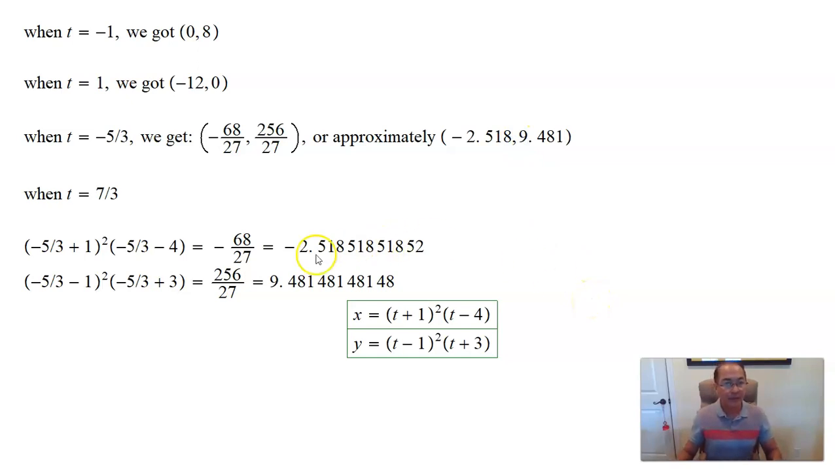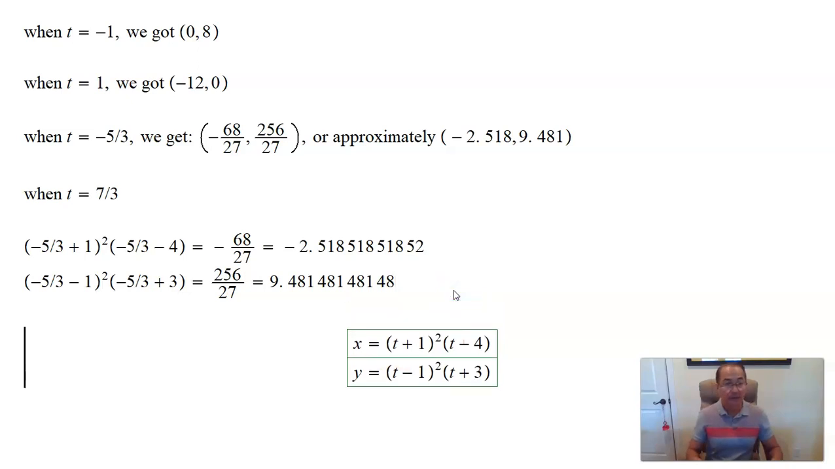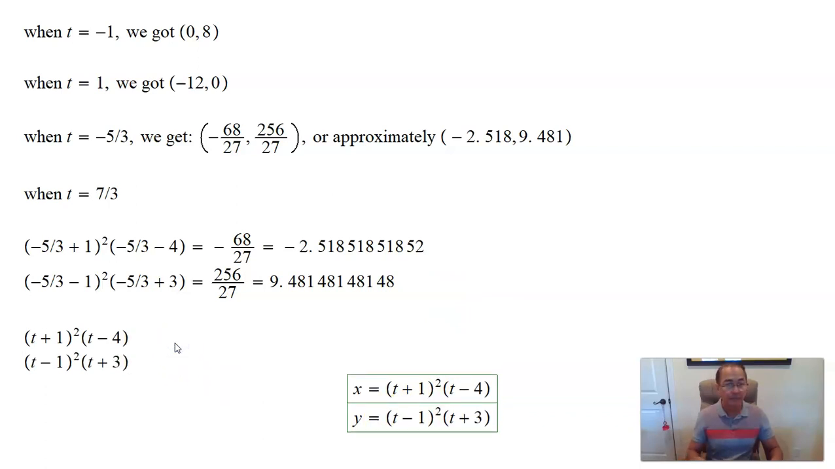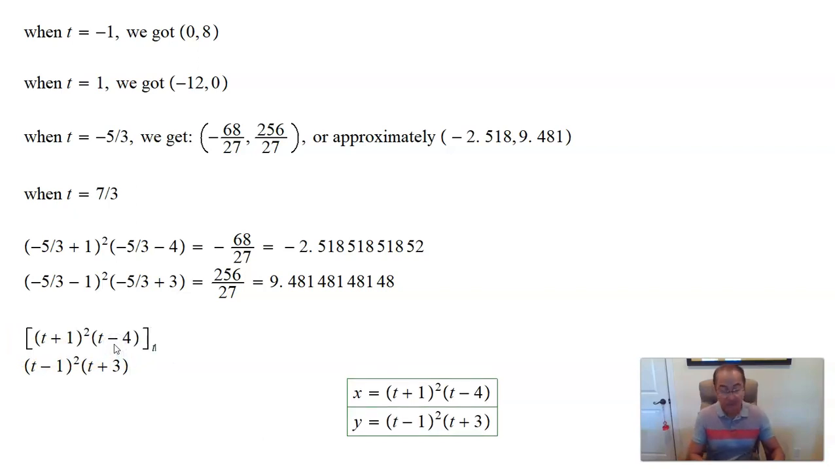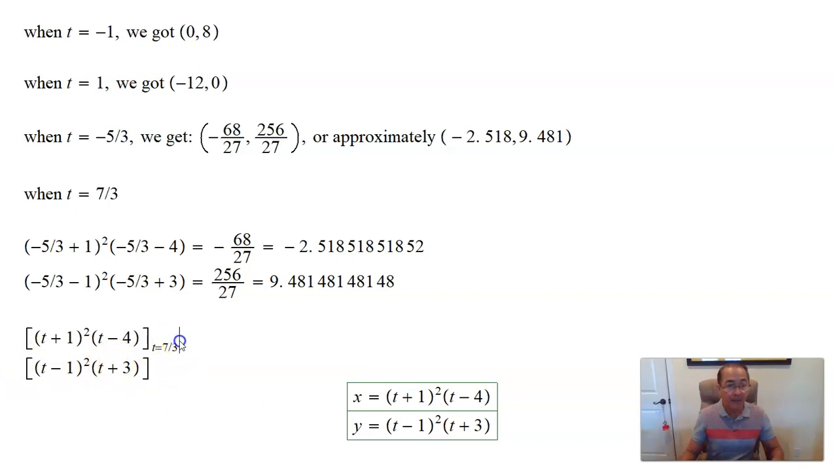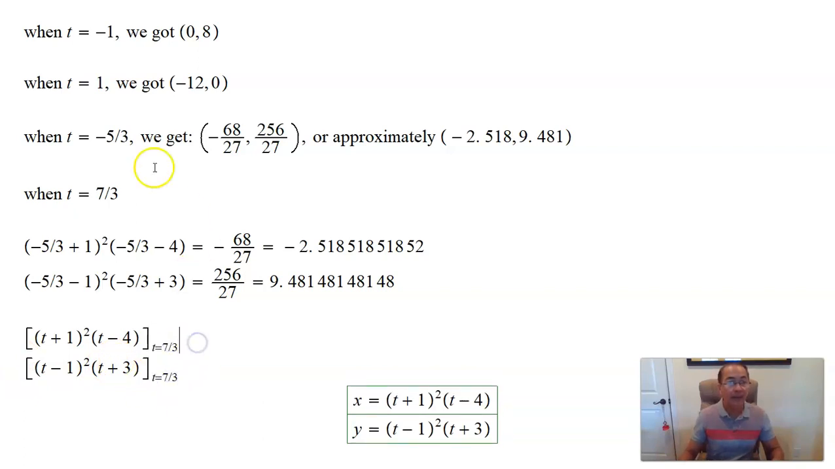Okay, so similarly, what happens when t is 7 thirds? Okay, so we want 7 thirds and 7 thirds over here. Okay, so to speed this up, let me make Maple do the substitutions for us. T is 7 thirds there. And brace this up and plug it in. And what do we got?